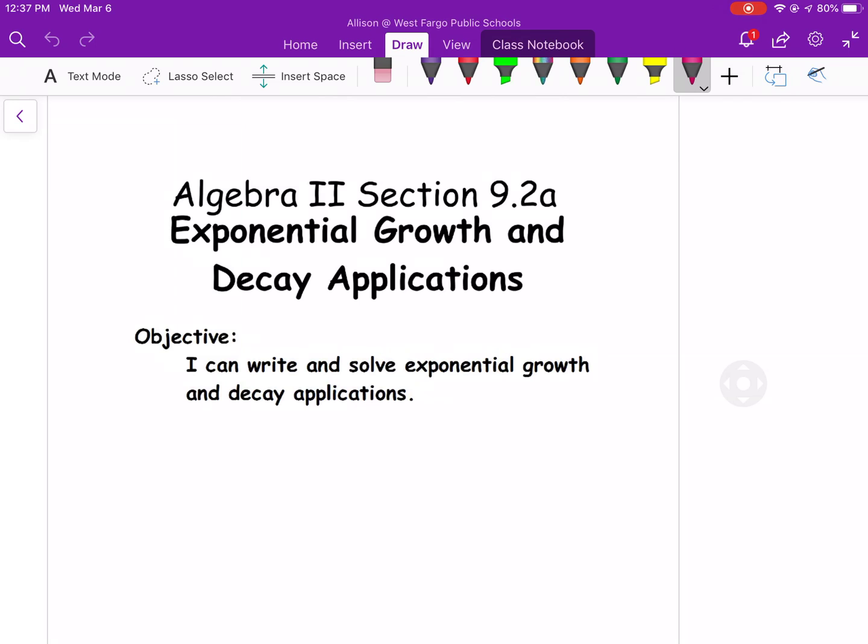All right, today we're going to talk about exponential growth and decay applications. This goes with 9.2a with Algebra 2.